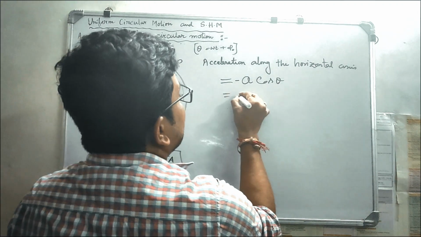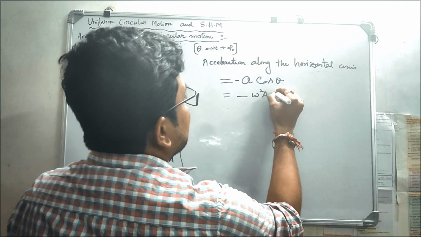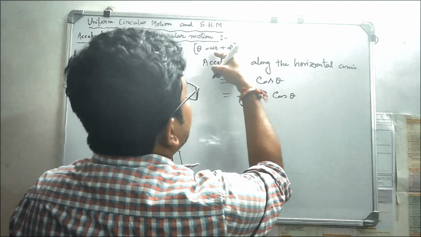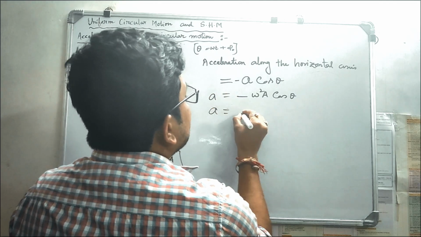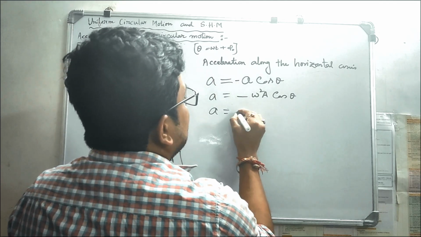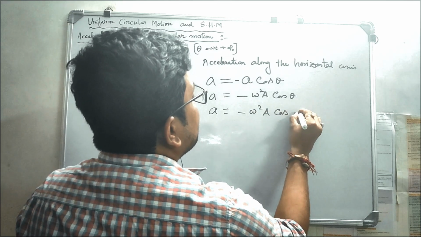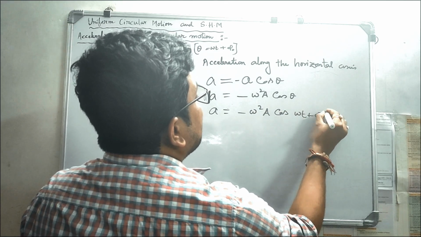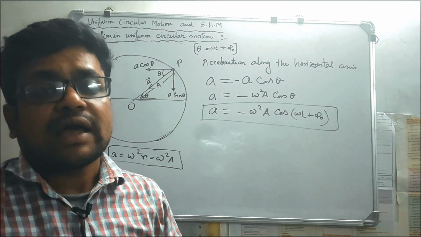Now put the value over here. Now minus omega square A cos of theta. Theta means omega t plus phi naught. Therefore the main acceleration expression is nothing but minus omega square A cos of omega t plus phi naught. So this is the ultimate expression for acceleration.